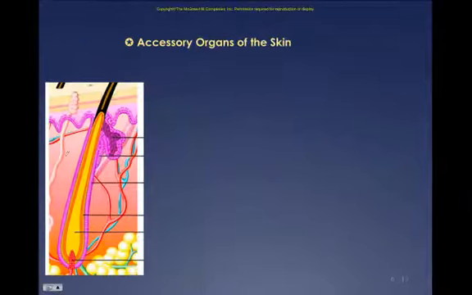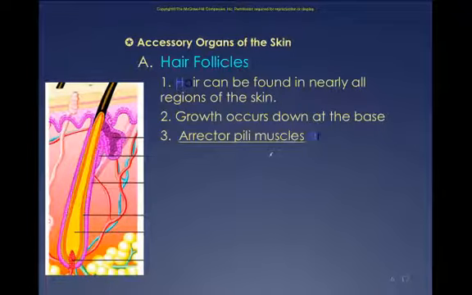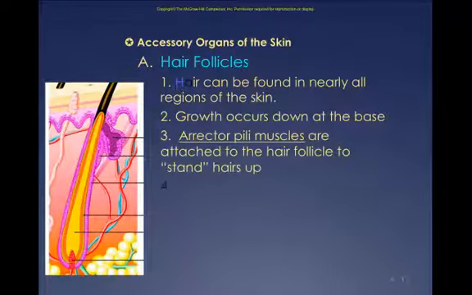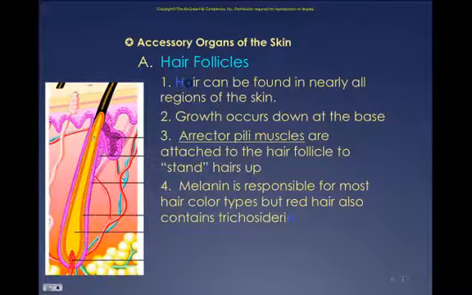Now let's talk about some of these accessory organs of skin that are in the dermis. So, of course, we have hair follicles, right? And you guys know that obviously we've got hair on the surface of the skin. So let's talk about these hair follicles. So here would be your hair follicle right here. Your hair follicle is going to line the hair shaft and the hair root here. And again, hair can be found in nearly all regions of your skin.